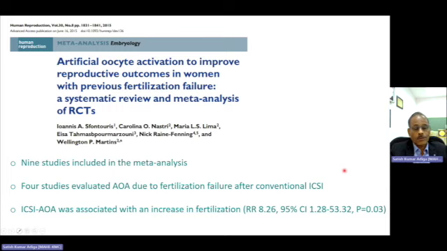Studies have shown that though calcium assisted oocyte activation is primarily used for sperm mediated activation failure, it can also be considered in the case of poor quality oocytes. Studies have shown that assisted oocyte activation can significantly increase the fertilization rate and also the implantation rate.